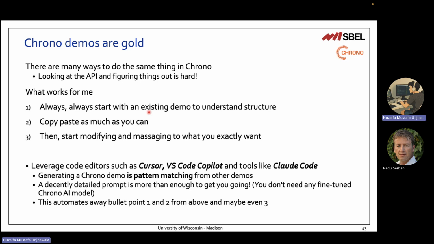Something that has worked very well in the recent past for me is using AI code editors. It works very well with Chrono because once you open the Chrono folder with these editors, it indexes the entire code base. Since Chrono is open source, we don't care if they index it and use it and do whatever they want with it. So you open the Chrono folder in these editors, and you just chat with the editor, and it will make a Chrono demo for you.